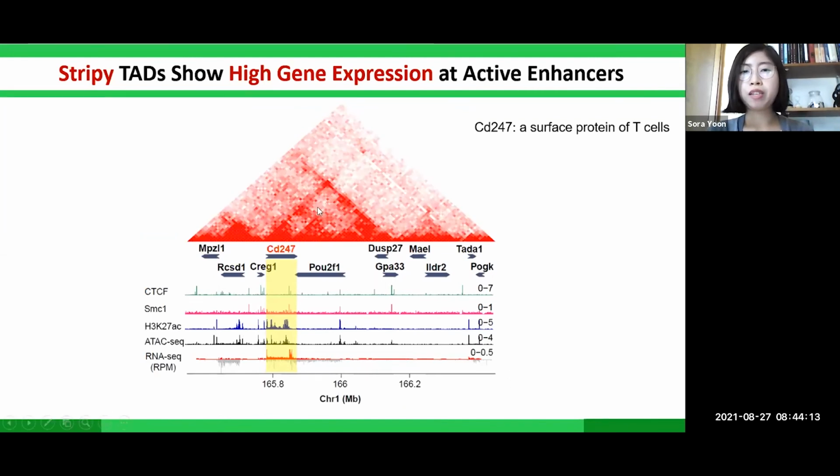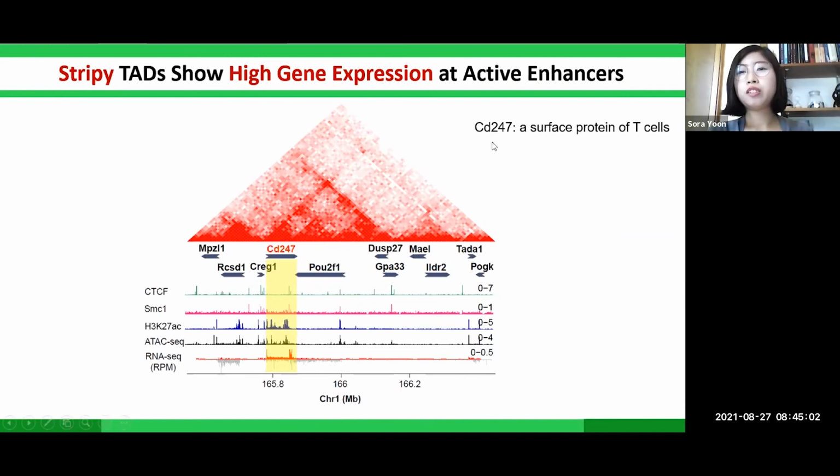This is one example stripy TAD, including this stripe. This TAD includes so many genes here, but when we see this RNA-seq track, we can find that only this CD247 gene is highly expressed along this stripy region. And we can also see that H3K27 acetyl, which is an active enhancer mark, is biased to this gene body. So it shows that the active enhancer is biased to only one or a few genes within the stripy TAD, and that affects the transcription.